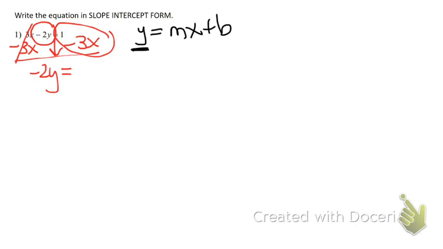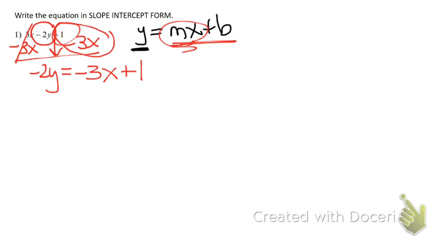These are not like terms, so we can't do anything to them. We're just going to write them both. One of them has an x and one doesn't, so they're not like terms. We're going to write them both down, but in slope-intercept form, we want the x term first. So I'm going to write the x term, negative 3x, and then the positive 1.